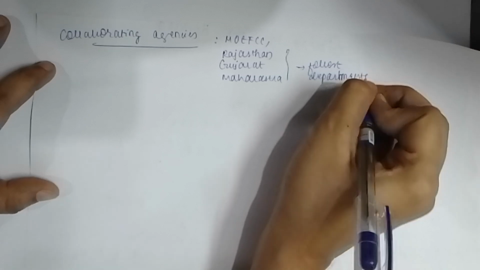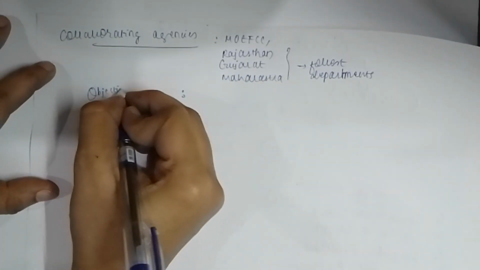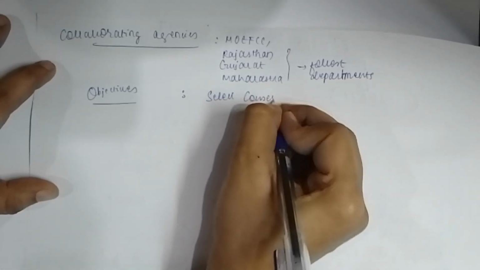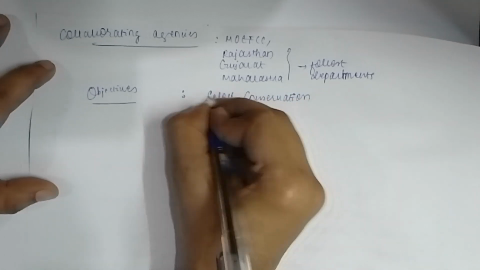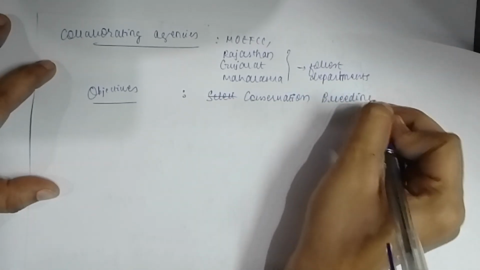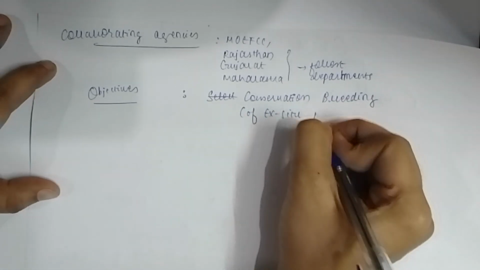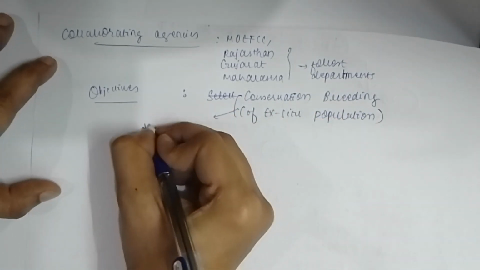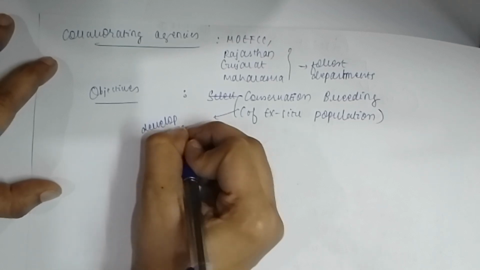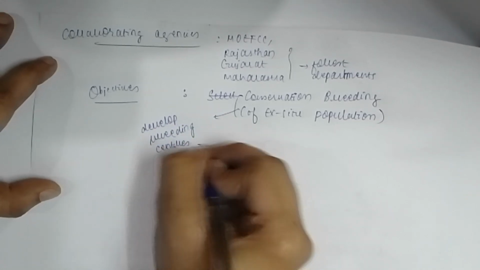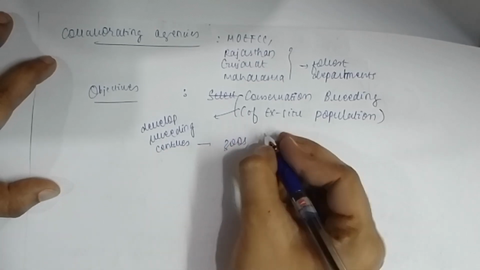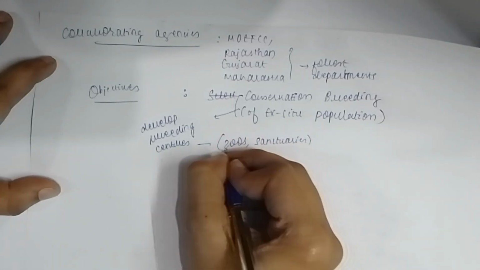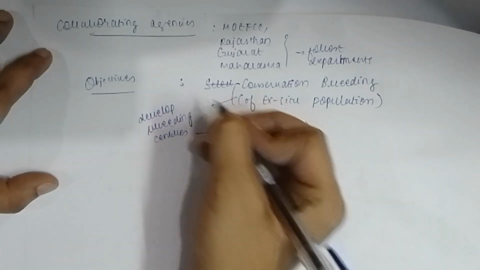And with regards to the objectives of this program, the first objective includes conservation breeding. When you say conservation breeding of ex situ population, you try to develop breeding centers in zoos, you try to develop breeding centers in sanctuaries, and once the population is increased to a certain extent you try to restore them in the wild.